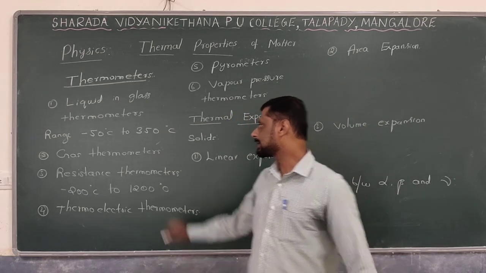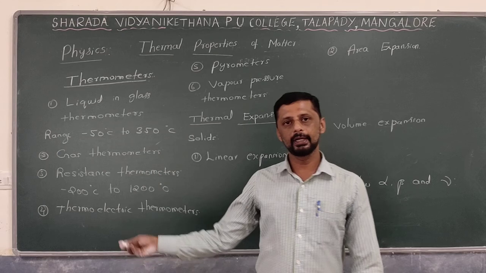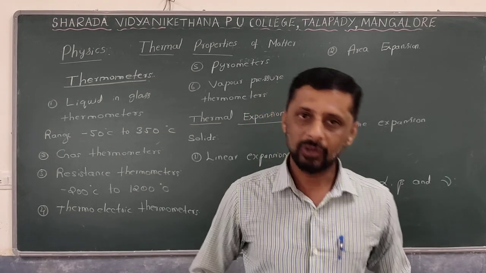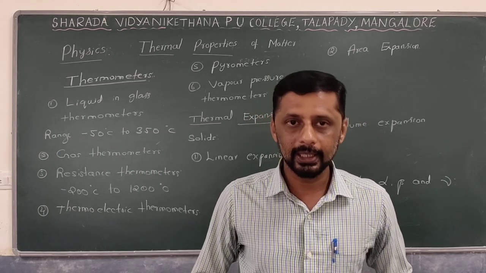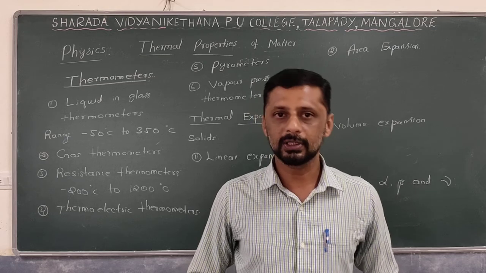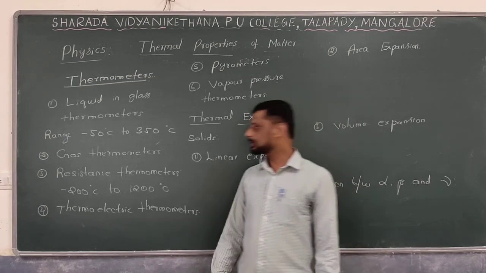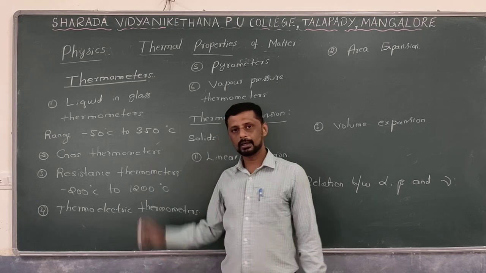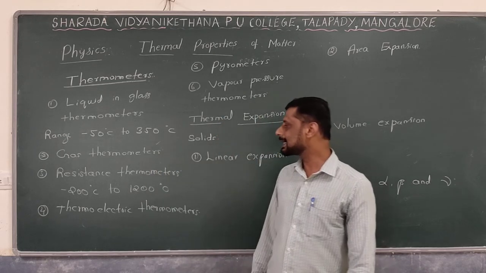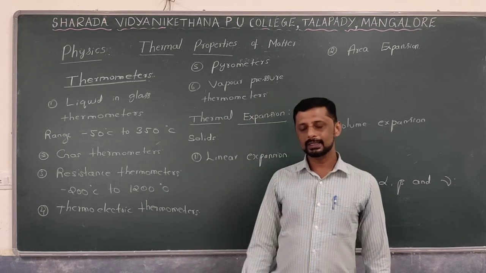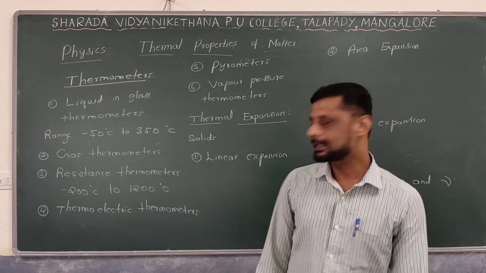Next, resistance thermometer. Instead of using liquid or gas, we can use a solid material such as a platinum wire whose resistance changes with respect to the change in temperature, and hence platinum wire can also be used to construct a thermometer. Those types of thermometers are called resistance thermometers. In this case, the range is from minus 200 degrees Celsius to 1200 degrees Celsius.